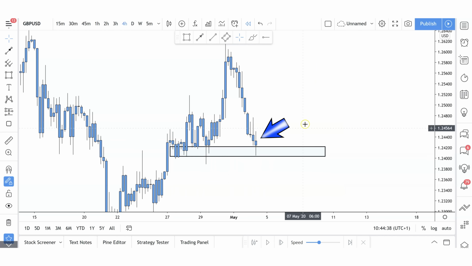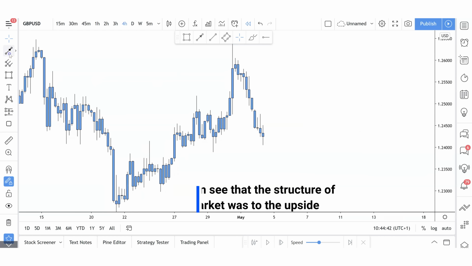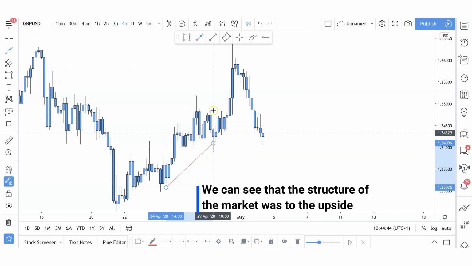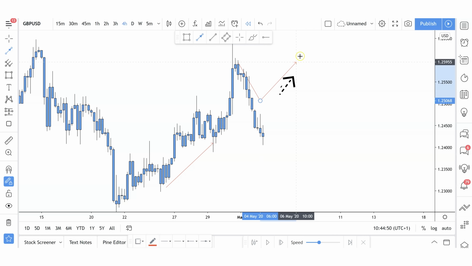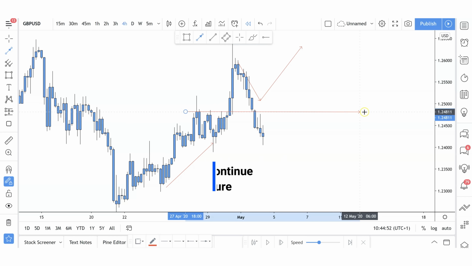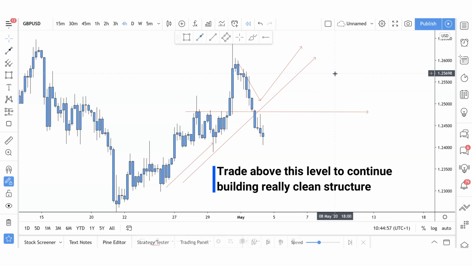We see a wick rejection. So let's remove this and let's reanalyze this chart. We can see that the structure of the market was to the upside. We were making higher highs, higher lows, higher highs. Now the market in theory should create a higher low, continue to push the upside, should trade above this level to continue building a really clean structure, but it hasn't. We see the break below structure.